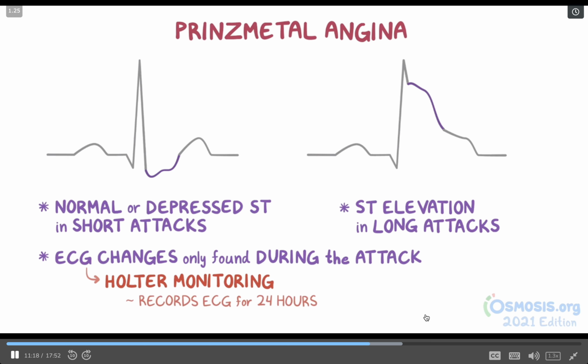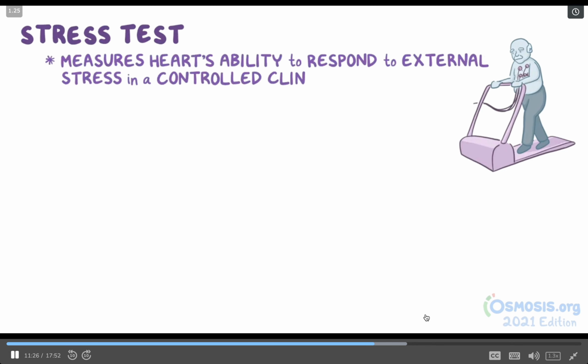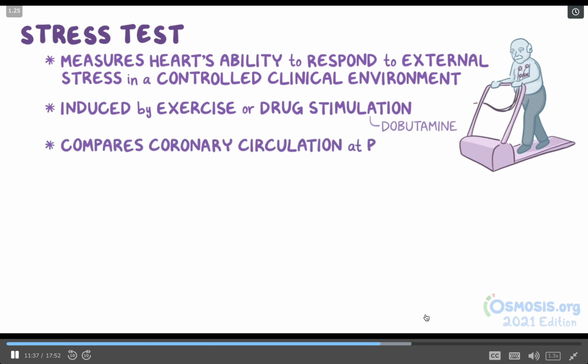Now, if there's no evidence of ischemia, you should do further testing in the ED setting, such as a stress test, which measures the heart's ability to respond to external stress in a controlled clinical environment. The stress response is induced by exercise or by drug stimulation with dobutamine. Cardiac stress tests compare the coronary circulation while the patient is at rest with the coronary circulation during physical exertion.